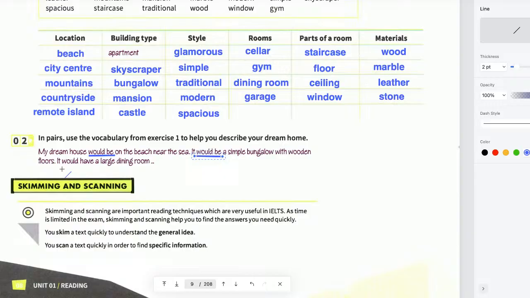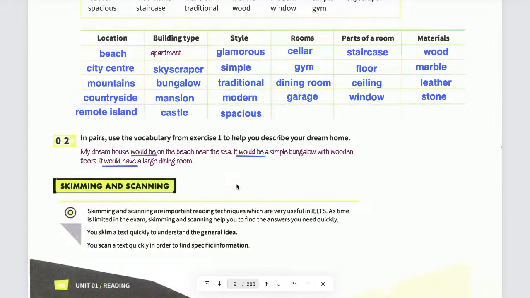It would have. Why do we need to make it so complicated, guys? Why don't we say something like, my dream house is on the beach near the sea. It is a simple bungalow with wooden floors. It has a large dining room. Why don't we do that? Why do we have to use this? So complicated, right? It's not a practical story. We just talk about what we were thinking about, imagine about the dream house. So we need to use would be.